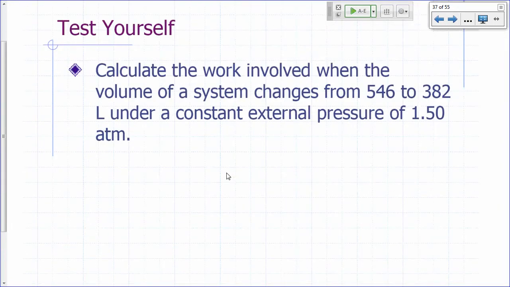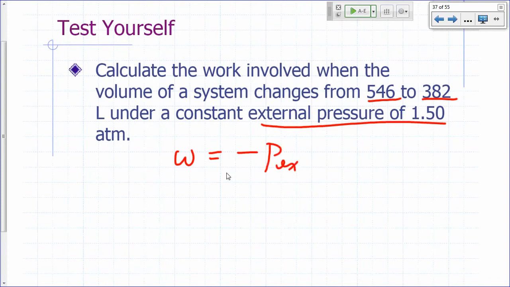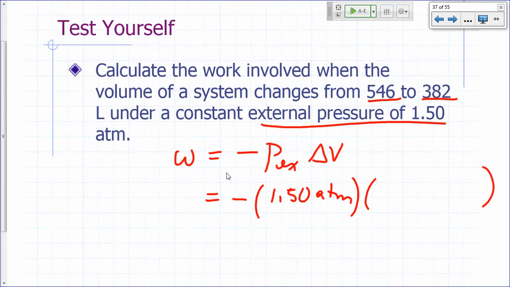So let's apply that simple formula to this question. Calculate the work involved when the volume of a system changes from 546 to 382 liters under a constant external pressure of 1.5 atmosphere. What's the formula for work? Negative P external times delta V. What's our external pressure? 1.50 atmosphere. And what's our volume change? What's our final volume? 382. What's our initial volume? 546 liters.